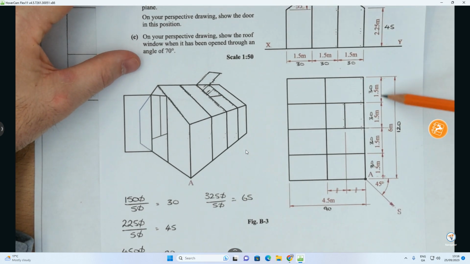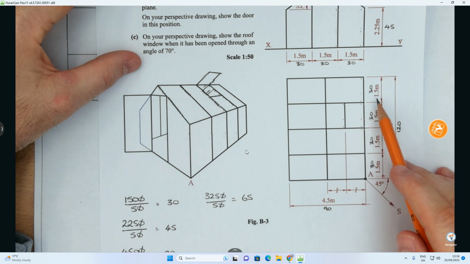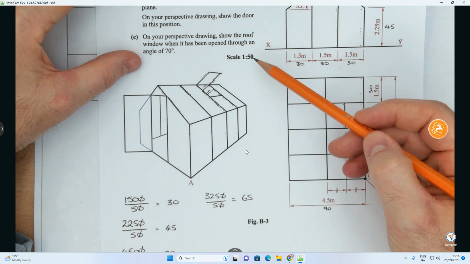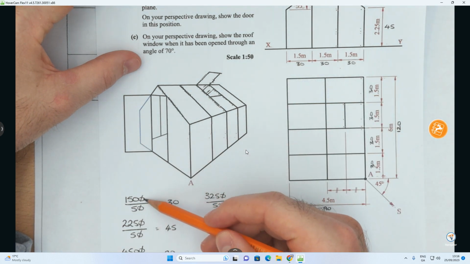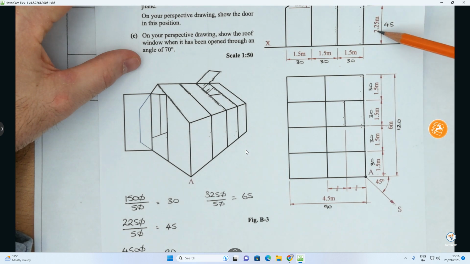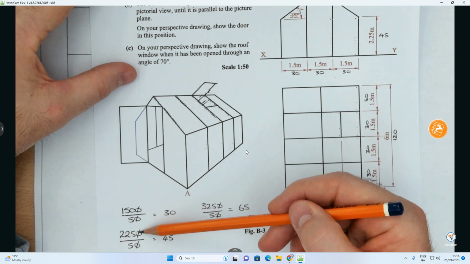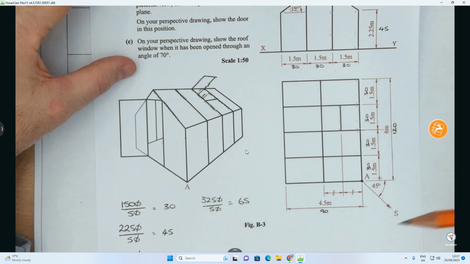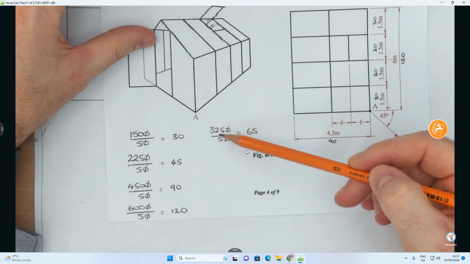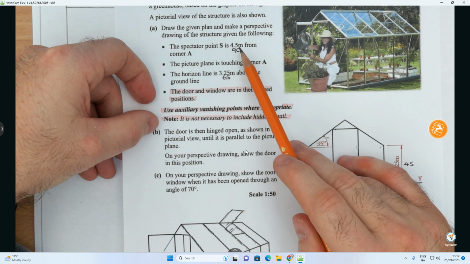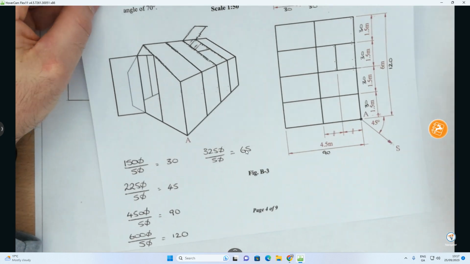If I take one of these 1.5s, I want to bring this 1.5 meters down to millimeters. 1.5 meters is 1,500 millimeters. And then I want to divide that by 50, which is my scale. 1,500 divided by 50, I cancel the zeros, 150 divided by 5 equals 30. For the height, 2.25 meters, 2,250 divided by 50, get rid of the 0, divide 5 into 225 will give you 45. You can see I worked it out for all the other ones, and I even used it for this one, 3,250. That has a relation up here to my horizon line. And the spectator point, 4.5 meters, works out to be 90. So that's the scale there.